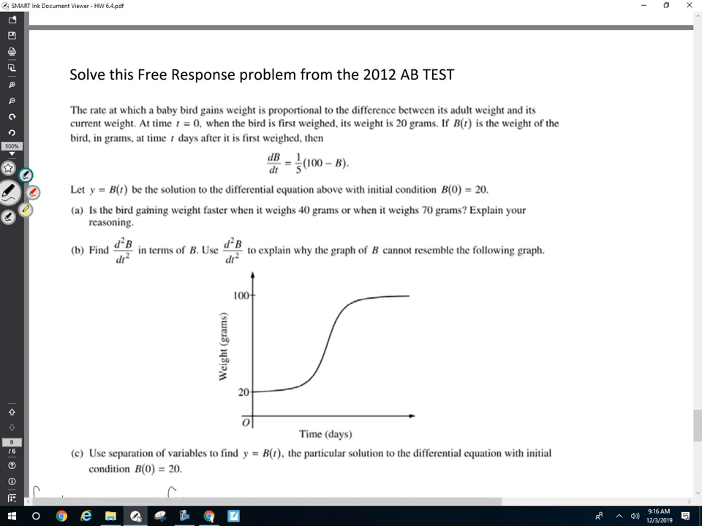The bird gaining weight faster when it weighs 40 grams or when it weighs 70 grams. Let's think about this. So the rate at which the baby bird gains weight is proportional to the difference between its adult weight and its current weight. Don't let that confuse you. At t equals 0, when the bird is first weighed, its weight is 20 grams. If b of t is the weight of the bird, then db dt is the rate of change of the weight of the bird.